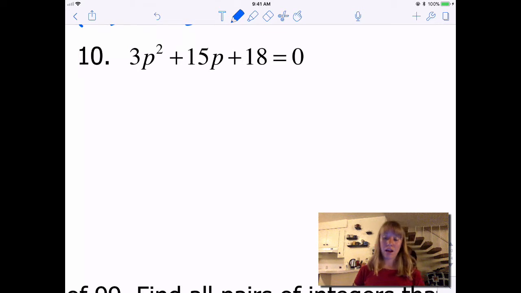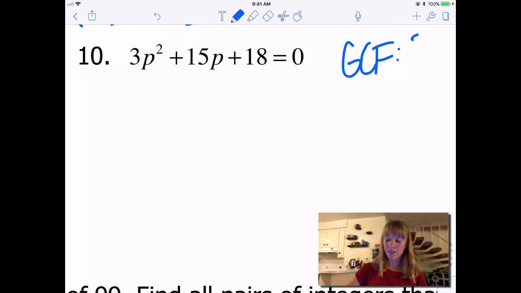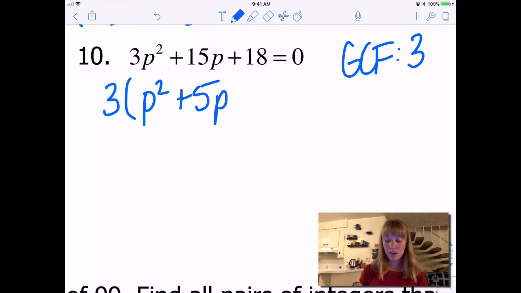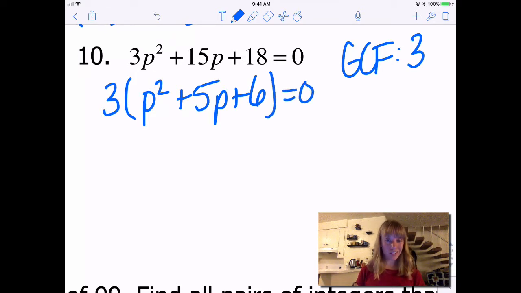And number 10, our GCF here, because it's already set equal to 0, I can go straight to GCF, is 3. 3 times p squared is 3p squared. 3 times 5p is 15p. And 3 times 6 is 18. This one doesn't look like a difference of squares, but then I can check again for a perfect square trinomial. The 6 isn't a perfect square, so probably not a perfect square trinomial. And then I can always try and add multiply. I think this one will actually work.